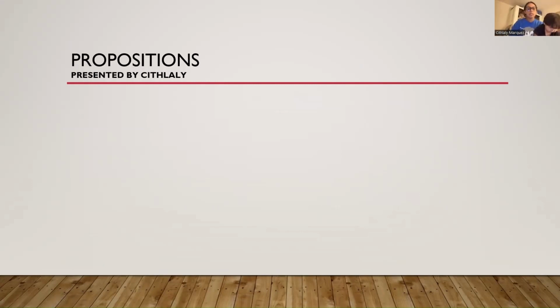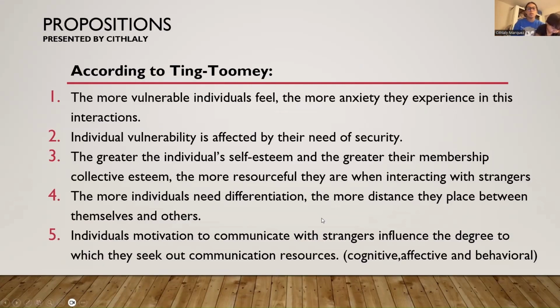So I will be discussing the propositions for the theory. According to Ting-Toomey, one of the propositions was that the more vulnerable individuals feel, the more anxiety they experience during interactions. This means that if someone is not secure about themselves, he will feel insecure about how he experiences his interactions and communicates with others.